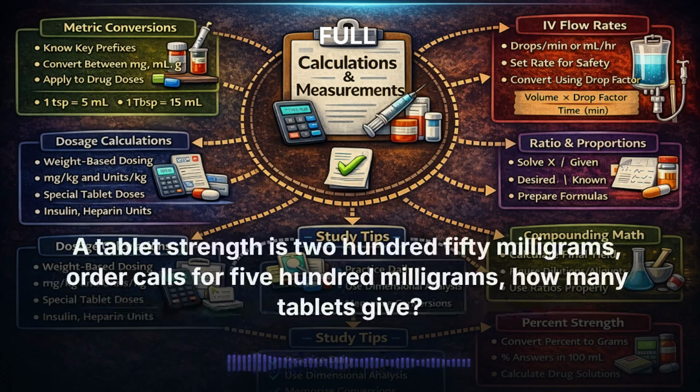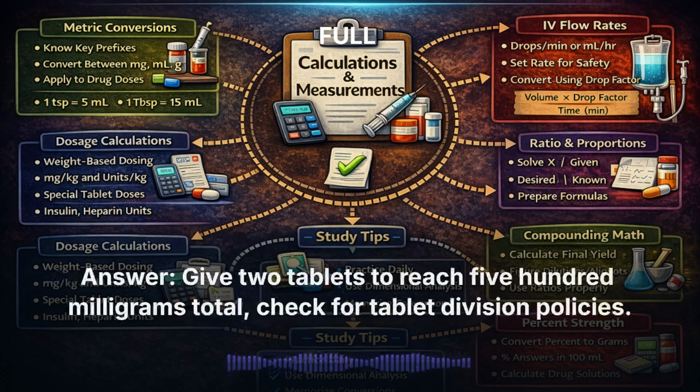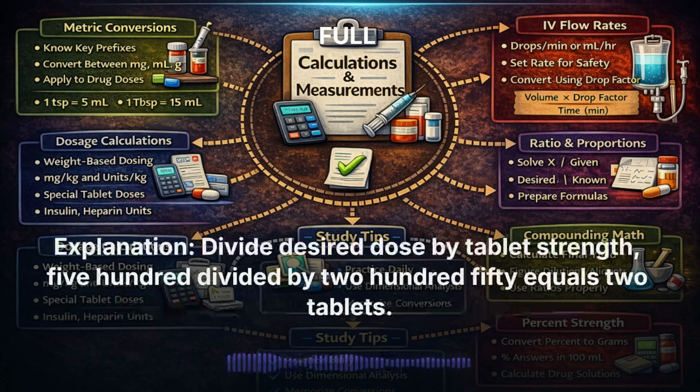4. A tablet strength is 250 milligrams. Order calls for 500 milligrams. How many tablets to give? Give 2 tablets to reach 500 milligrams total. Check for tablet division policies. Divide desired dose by tablet strength. 500 divided by 250 equals 2 tablets.